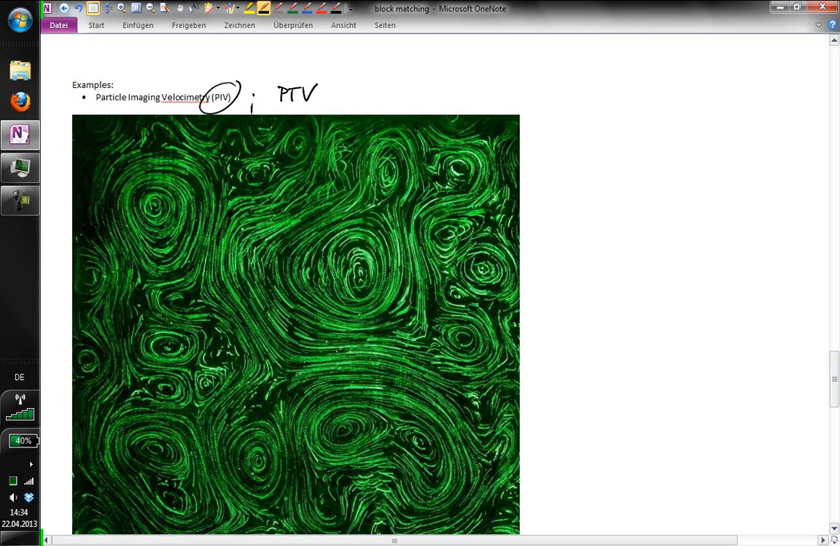Can you think of a trade-off here? What happens if blocks are too small or too large? Yeah, if they're too small, you will get ambiguity, exactly. And if they're too large? Yeah, well, here the point here is not compression. Here the point is more to establish these motion fields.